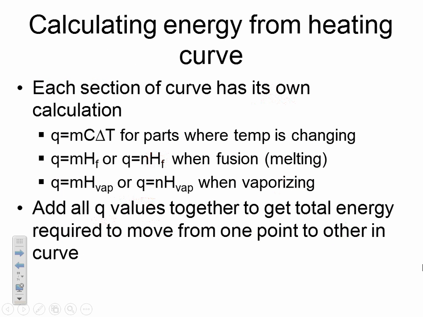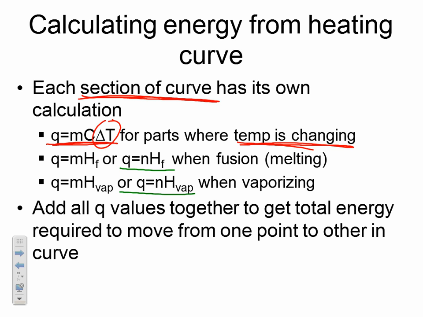Now, doing calculations from a heating curve basically requires breaking your information down into specific line segments. Each section of a heating curve has its own type of heat calculation. Now, we would do Q equals mc delta T for all the sections of a heating curve where your temperature is actually changing, right? Delta T, so changing temperature. So we're using Q equals mc delta T, which we've seen before. But during the sections of the heating curve where we're not changing temperature, then we have to use our Q equals n delta HF or Q equals n delta HV for the melting and the vaporizing.